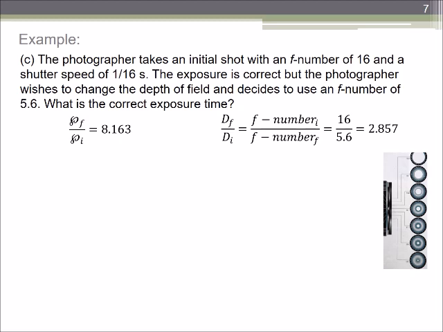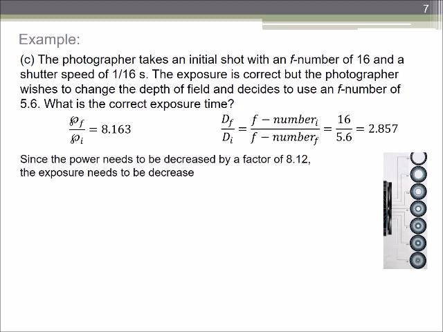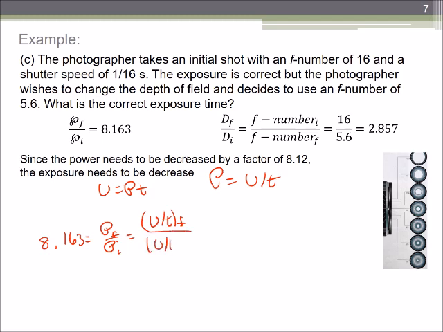Okay, now we're going to use our final equation that we need in this set, and that is that power is equal to energy over time, or energy is equal to power times time. So I get that 8.163 is equal to power final over power initial, a result I just got from the last one, and I'm going to substitute u over t final over u over t initial. And again, we want the same exposure. So we're going to cancel those out. T initial over T final.